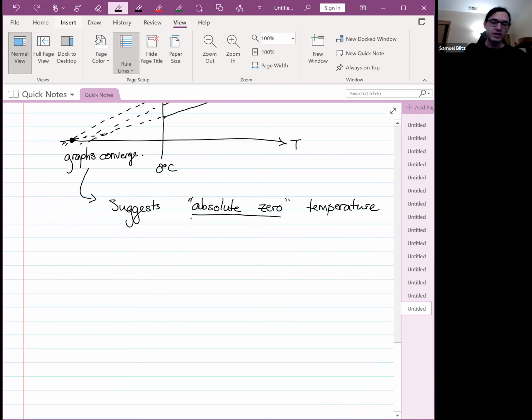And so what we can do is we can redefine our 0 point. So rather than saying 0 degrees Celsius is our water freezing temperature, now we define a different scale. We define the Kelvin.